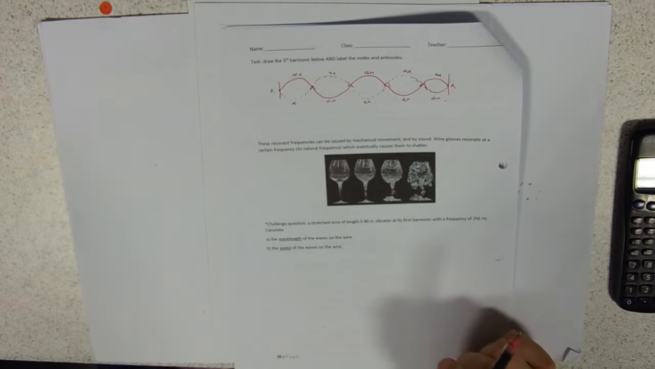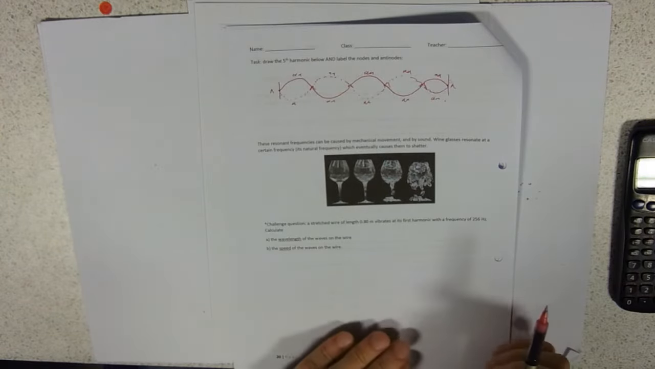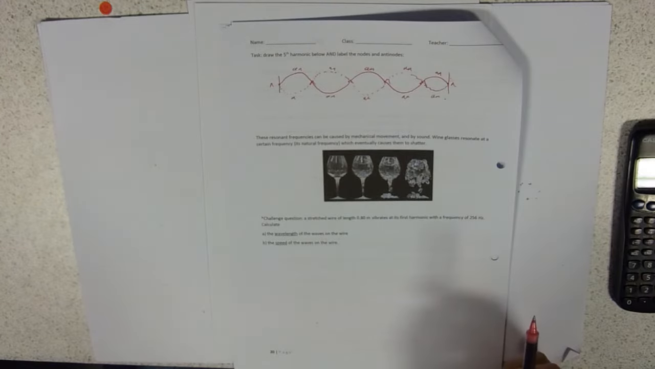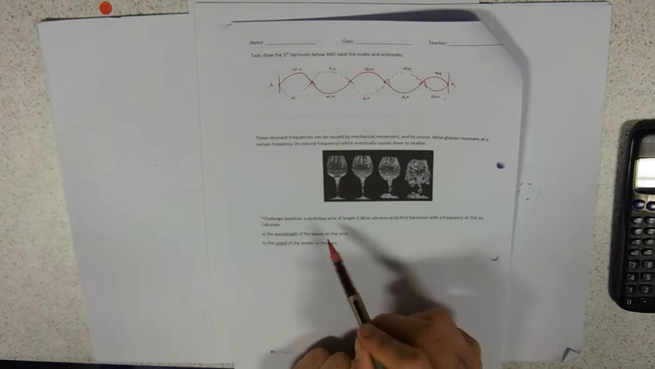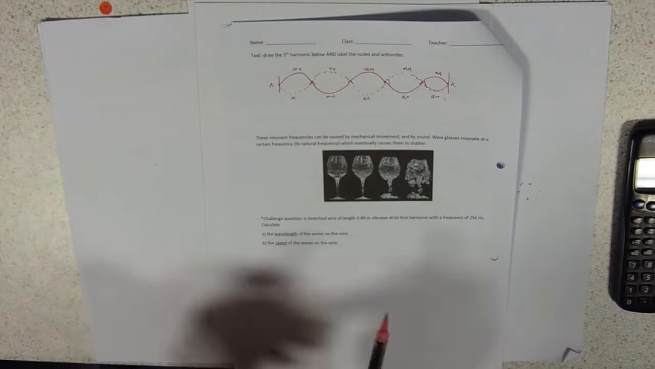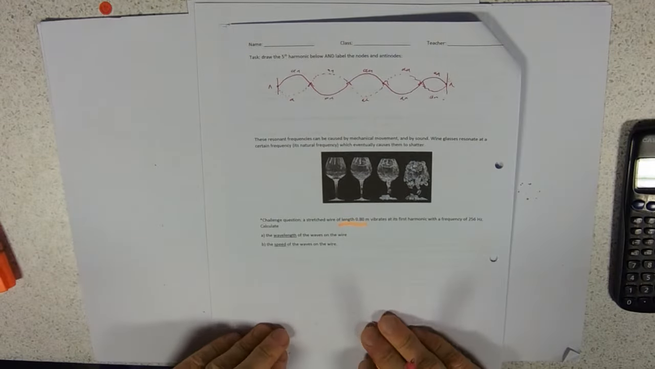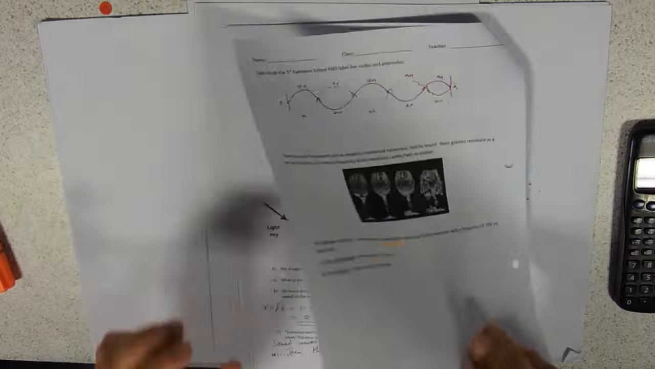Challenge question. A stretched wire of length 0.8 meters vibrates at its first harmonic with a frequency of 256 Hz. What's the wavelength? Right, information it gives us. Calculate the wavelength. Well, it gives us a length, so it gives us this 0.8, and we need to go, right, what's the wavelength in relation to that?